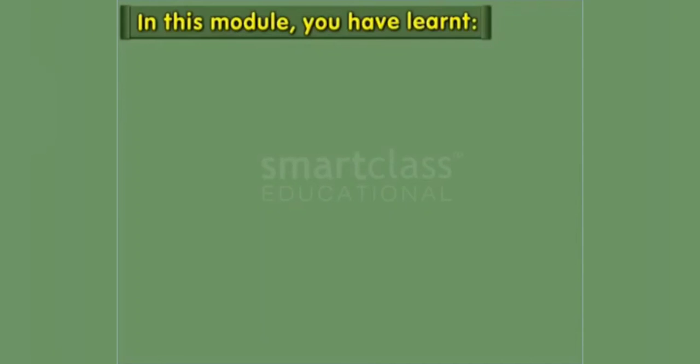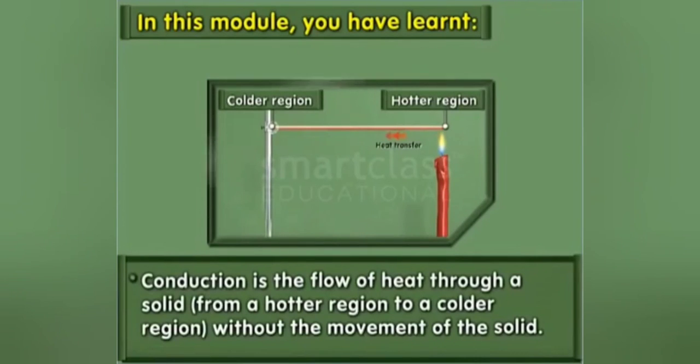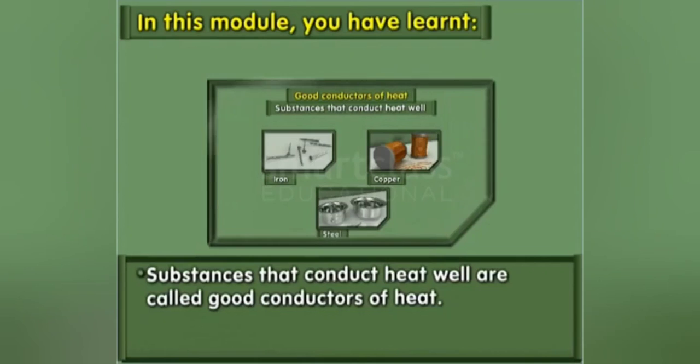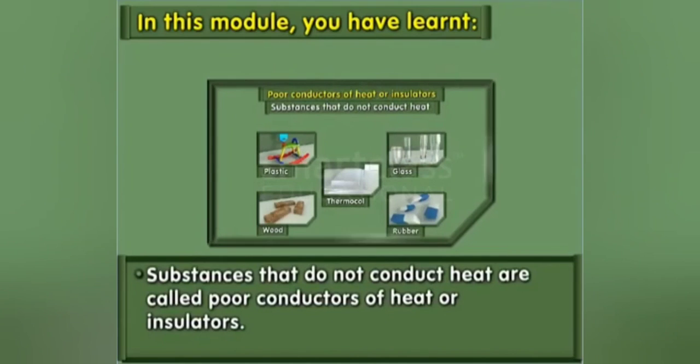In this module you've learned conduction is the flow of heat through a solid from a hotter region to a colder region without the movement of the solid. During conduction in a solid, heat is transferred along the body of the solid from one particle to another without the movement of the particles. Substances that conduct heat well are called good conductors of heat. Substances that do not conduct heat are called poor conductors of heat or insulators.